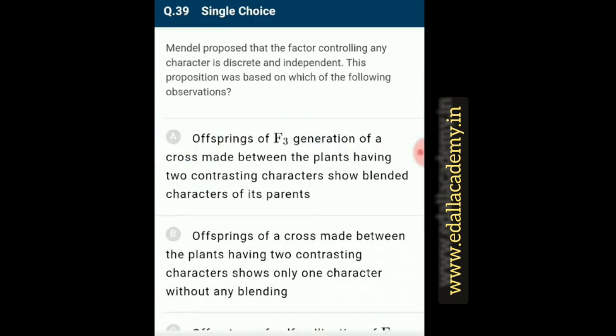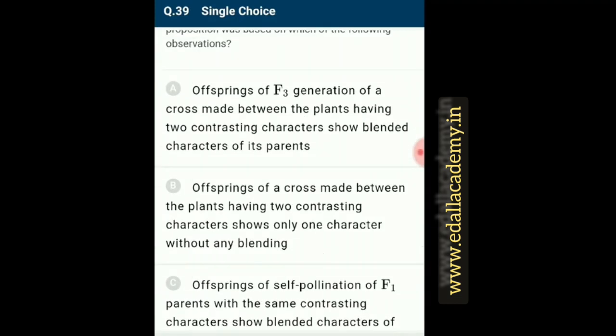Question number 39. Mendel proposed that the factor controlling any character is discrete and independent. This proposition was based on which of the following observations? When Mendel crossed parents with two contrasting characters, he observed in the F1 generation that only one character was expressed, that is the dominant one. On selfing the F1 generation, the characters which did not appear in F1 appeared in the F2 generation. This shows that there is no blending in the contrasting characters, but they are discrete and independent.